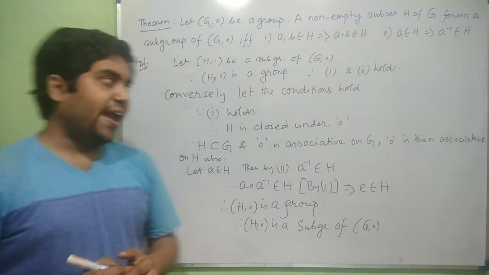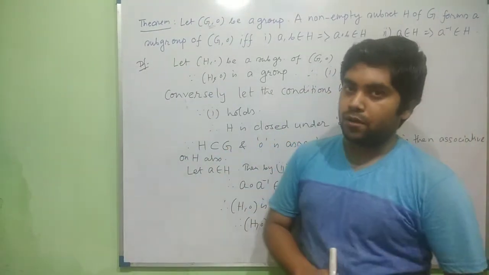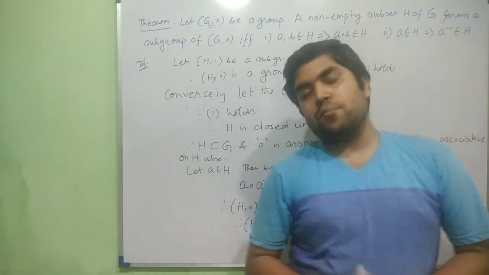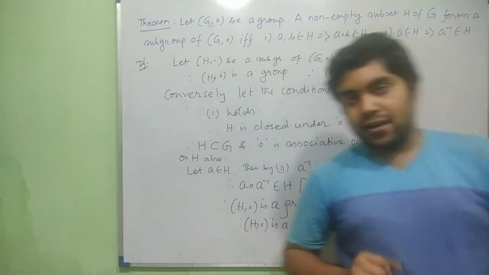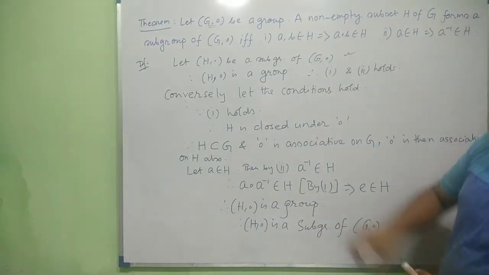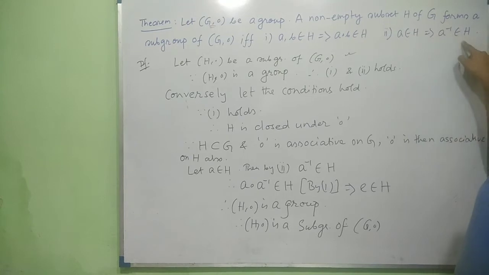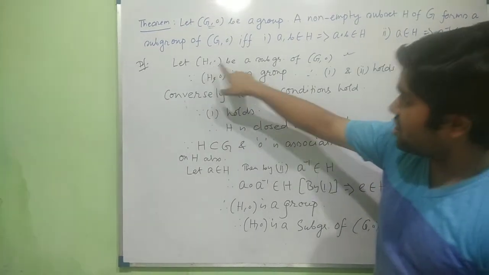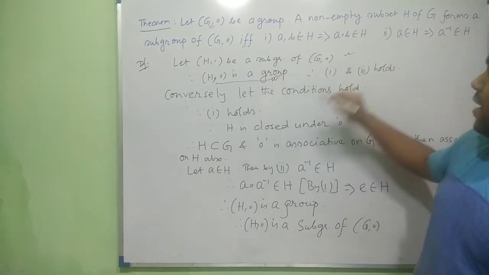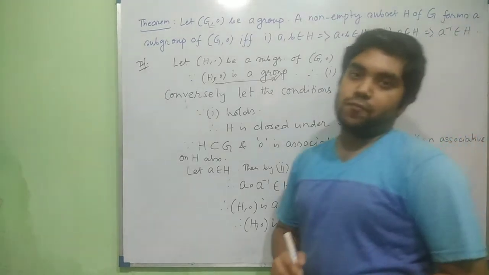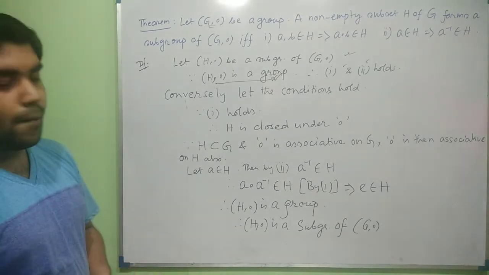First of all, we consider that (H, ∘) is a subgroup of (G, ∘). Since H is a subgroup, the properties of a group, that is closure, associativity, identity and inverse, all hold in H. And you can see that these two statements are, one the closure property, another the inverse element property. So since H is a subgroup of G, H itself is a group. Since H is a group, therefore 1 and 2 hold by the definition of a group.